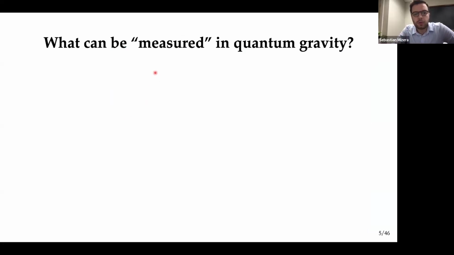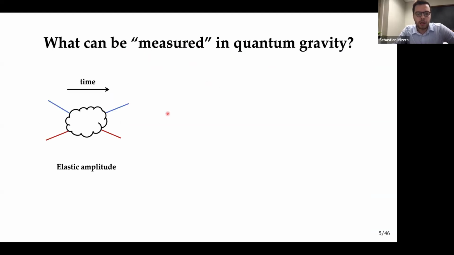So the first question that I wanted to ask is what can in principle be measured in a theory of quantum gravity? So the simplest object that we can try to compute in such a theory would be an elastic amplitude, say of massless excitations in your theory. So this would be just the 2-to-2 exclusive S matrix element.